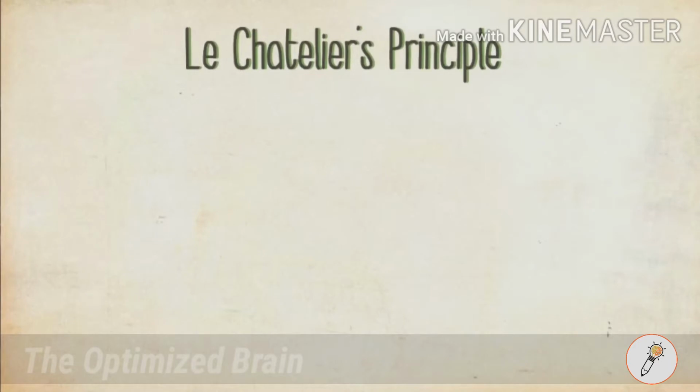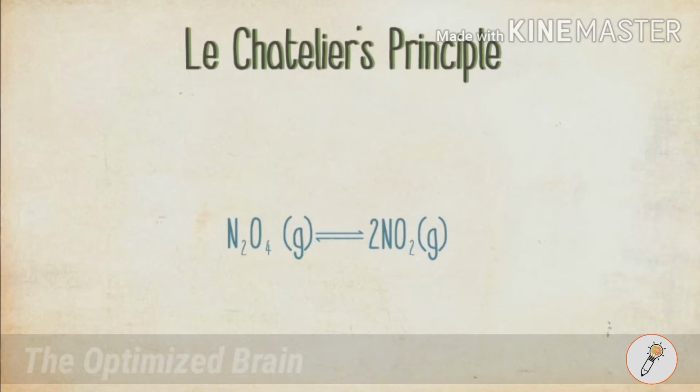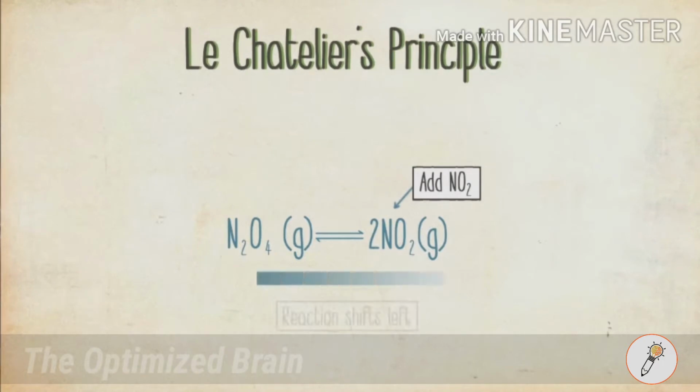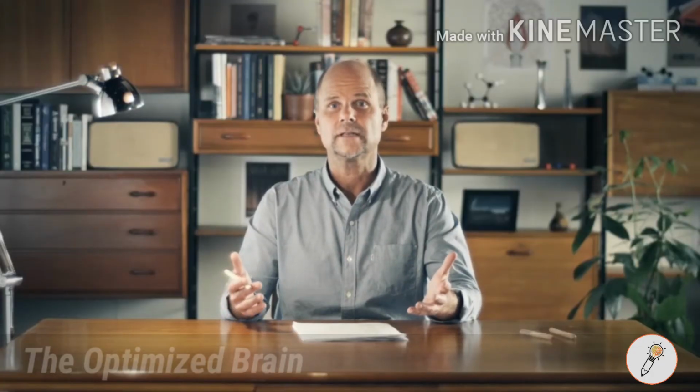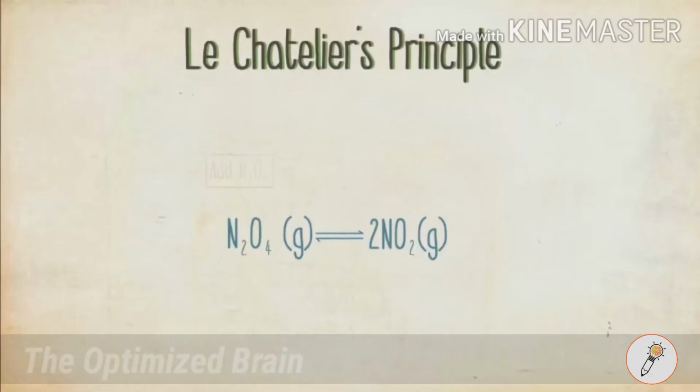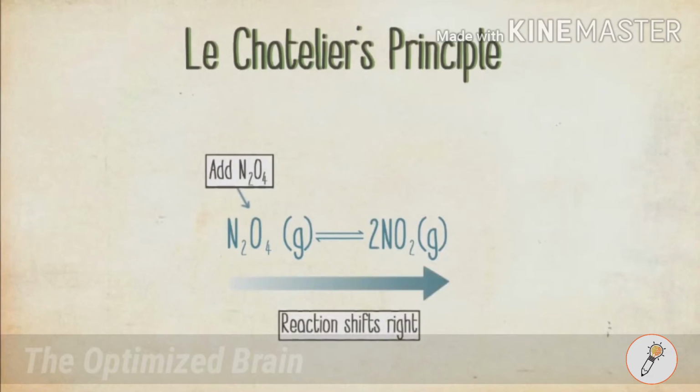For example, consider the decomposition reaction of N2O4 to form NO2 at equilibrium. What happens if you add more NO2 to the equilibrium reaction mixture? The reaction shifts to the left, consuming some of the added NO2, forming additional N2O4, and thereby minimizing the disturbance. What happens if you add more N2O4 to the equilibrium reaction mixture? Well, the system will then shift right, consuming some of the added N2O4, forming additional NO2, and minimizing the disturbance.